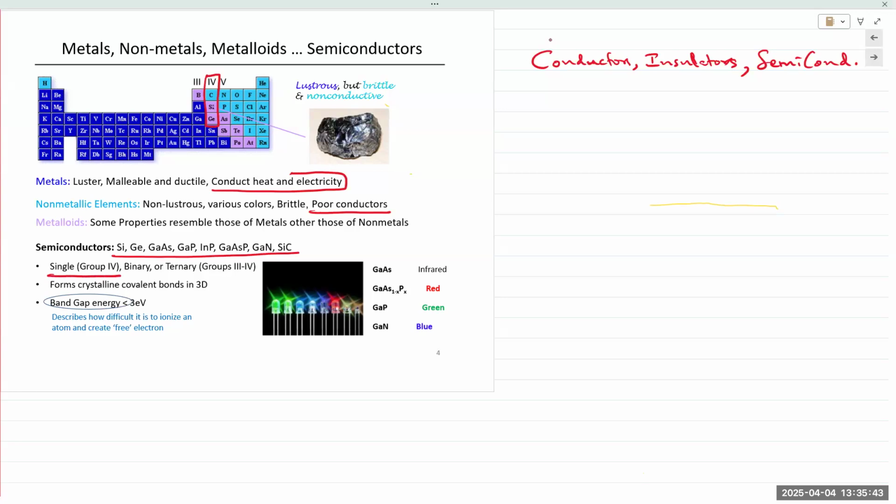We can also create semiconductors by making a compound from column 3 and column 5. If you use 2 materials to create a semiconductor, make sure you don't drop them. If you drop them, it's going to shatter. If you take and create a compound, it's known as a compound semiconductor. It could be from column 3 and column 5, or from column 3 and column 4. That's binary. And if you have 3 materials, then it's ternary.